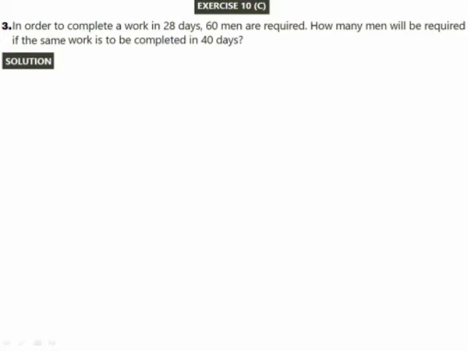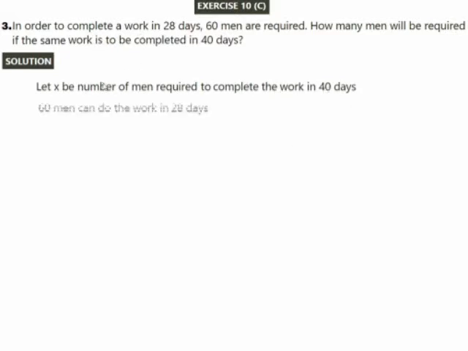The question is simple, right? We are asked to find how many people are required to complete the same work in 40 days. So let me take that number of men to be x. That means x number of people are required to complete the work in 40 days. Now what is given is that 60 men can do the work in 28 days. Since we are doing the unitary method, we have to find in how many days one man can do the work.